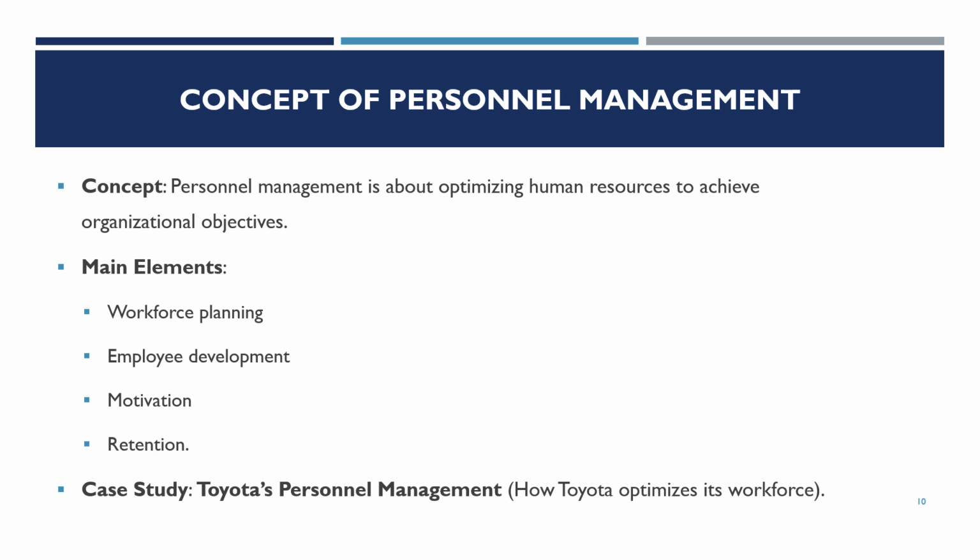Now coming to the concept of personal management, as we see in the definition, it is related to human resources. HR has to manage the human resource and resource allocation to achieve the organizational objectives.